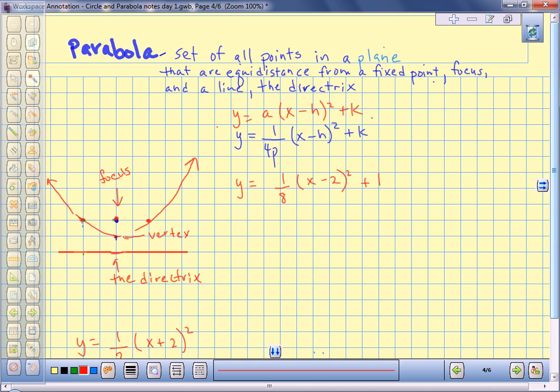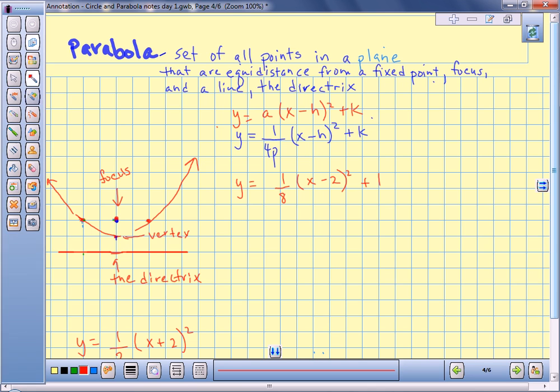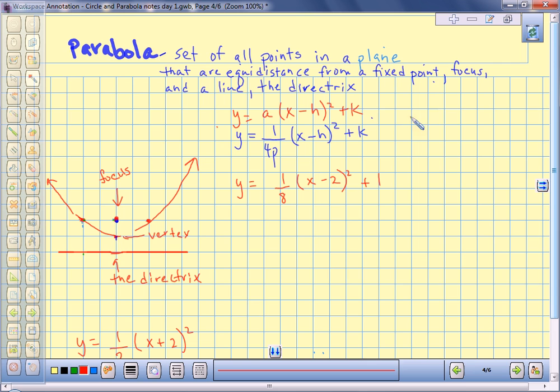So that distance is congruent. So this is our vertex form that we studied. Y equals a times x minus h squared plus k. And we know the vertex is the point h, k. And when we graphed it previously, we did it by moves. And you may still do it that way. But here's a new way to do it, and sometimes this way is actually easier.